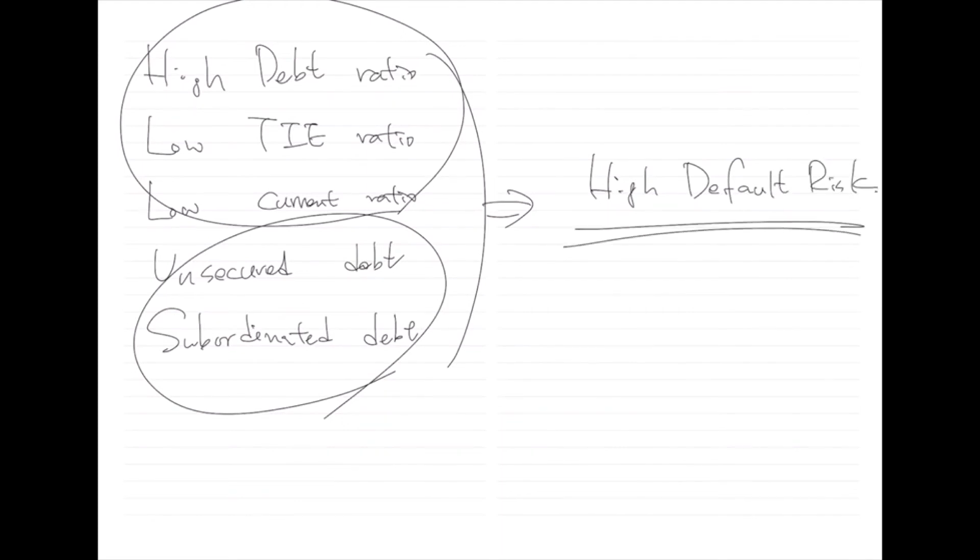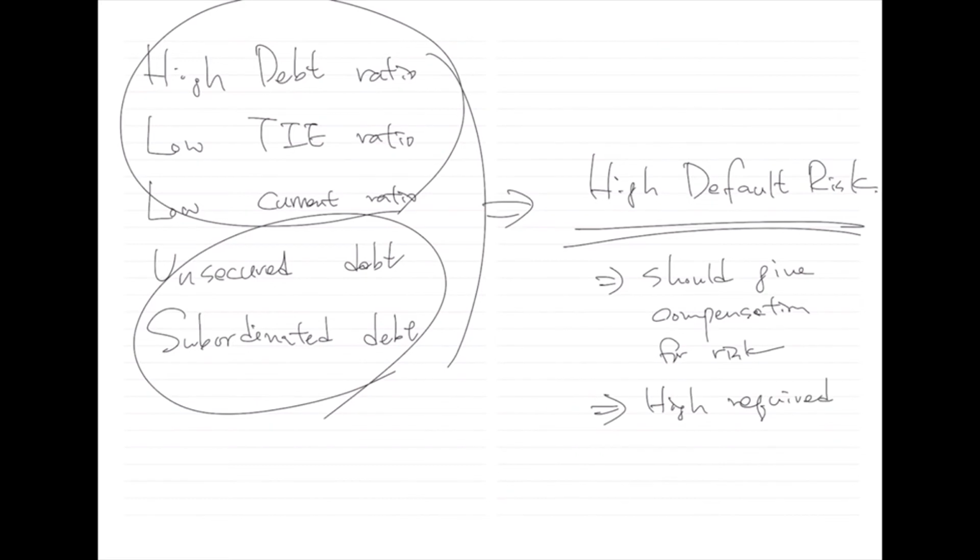When the firm has high default risk, the firm should give compensation for the risk, right? So it has a high required rate of return. So we can see a high yield to maturity.